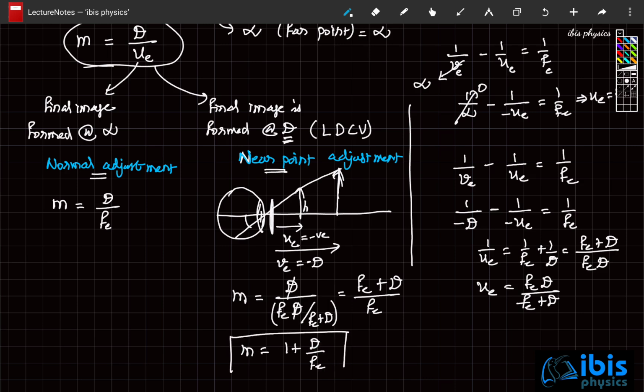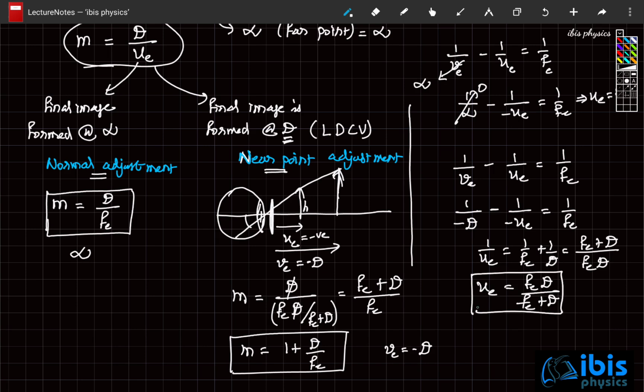Hence, there are two magnifications possible, the range of magnification from normal adjustment to near point adjustment. Normal adjustment means the final image is formed at infinity. Near point adjustment means the final image by the eyepiece is formed at D. Magnification in case of normal adjustment is D by FE. Magnification in case of near point adjustment is 1 plus D by FE. So the corresponding distances: for the final image formed at infinity, we said UE equals FE.